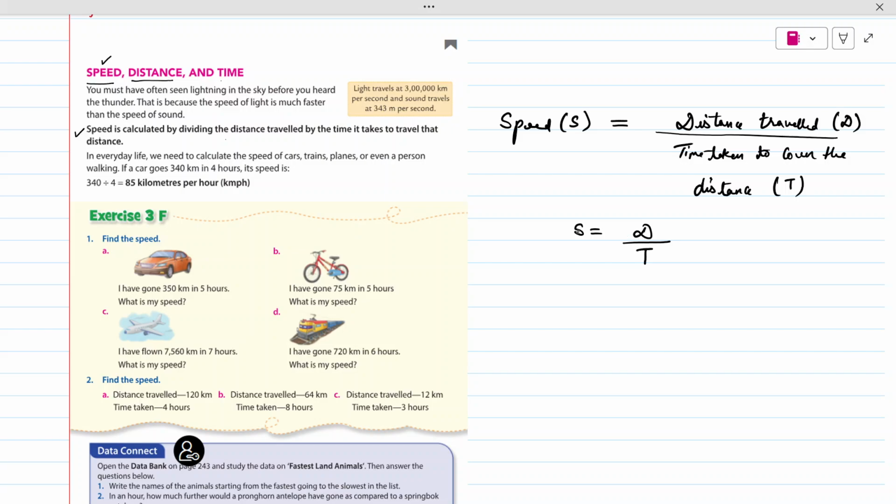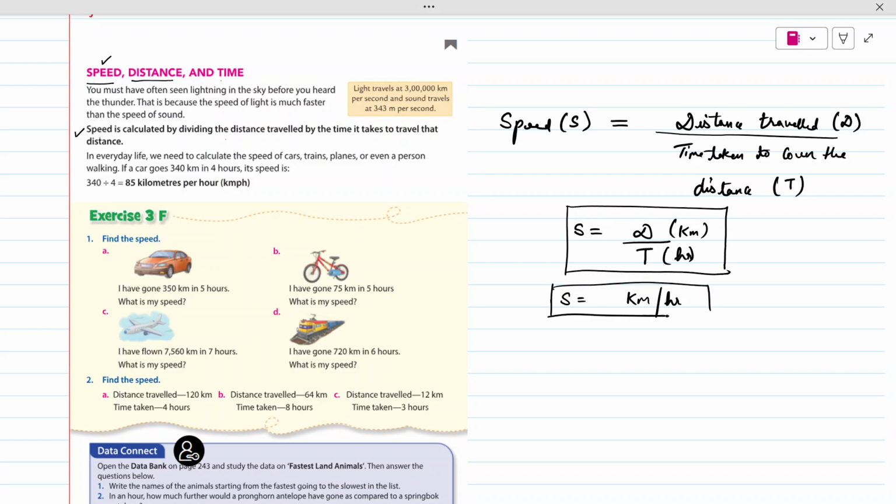Now kids, the unit of distance is kilometers. The unit of time is hours. So the unit of speed will become kilometer per hour, km/hr. This is what we have to remember: the formula of speed is distance divided by time, and the unit of speed is kilometer per hour. These two things. I hope this is clear, and now we can jump into exercise 3F.